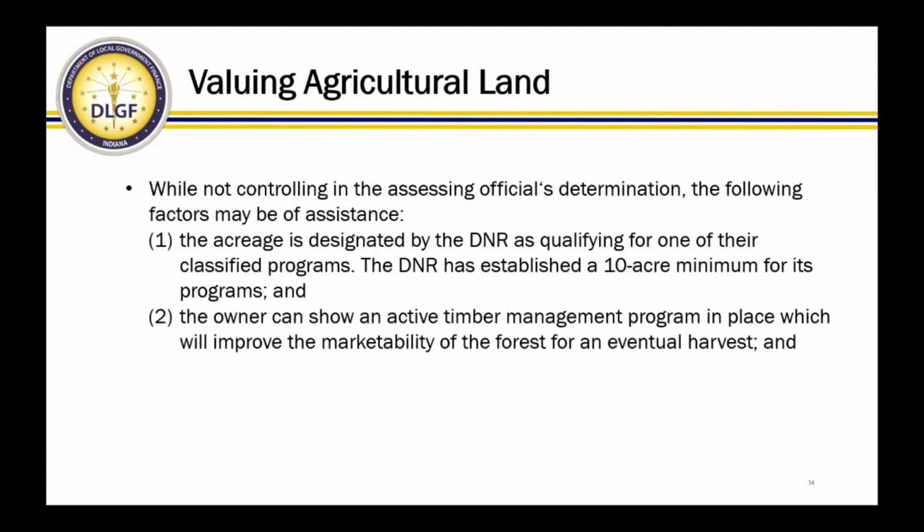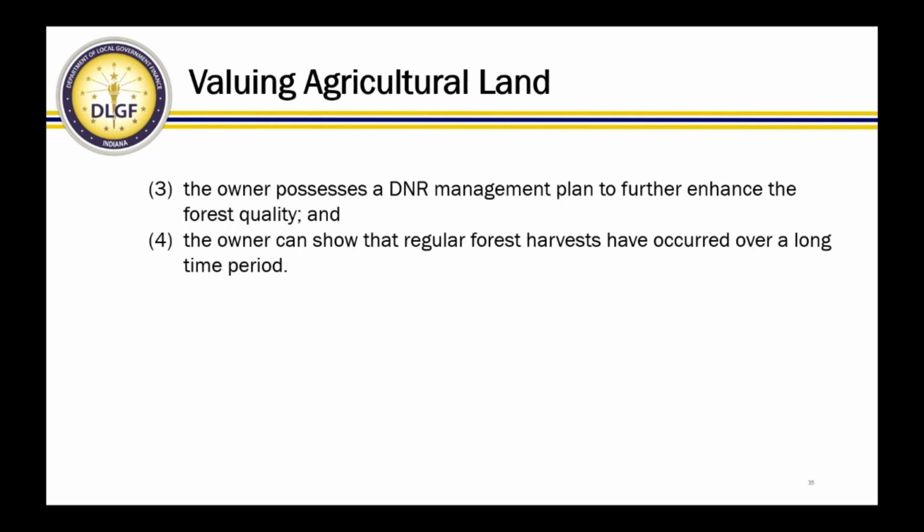So the DNR program, the Classified Forest Program, they have a 10-acre minimum for its program. And since it's a DNR program, you'd have to see or refer to their website for specific directions and criteria in terms of their program. But basically it involves the owner showing that they have an active timber management program in place, and also that they have a plan to further enhance the forest quality, and they can show that a regular forest harvest has occurred over a long period of time.